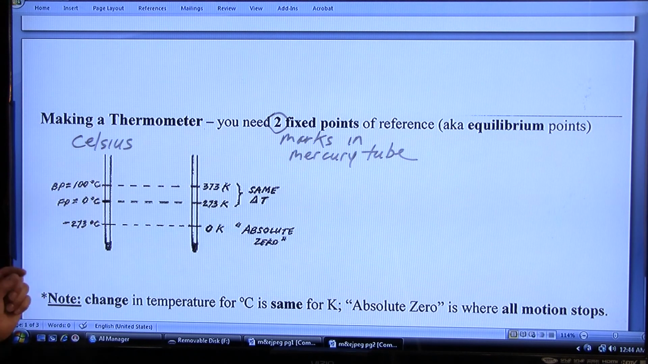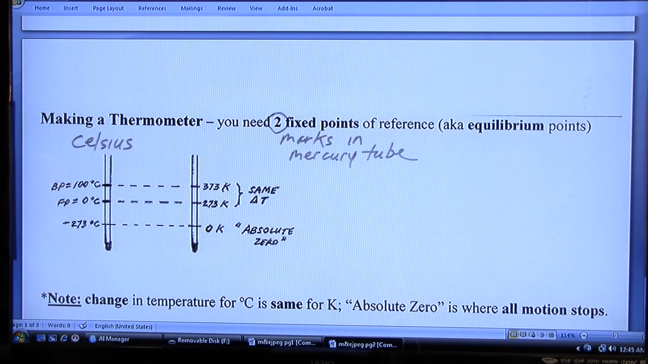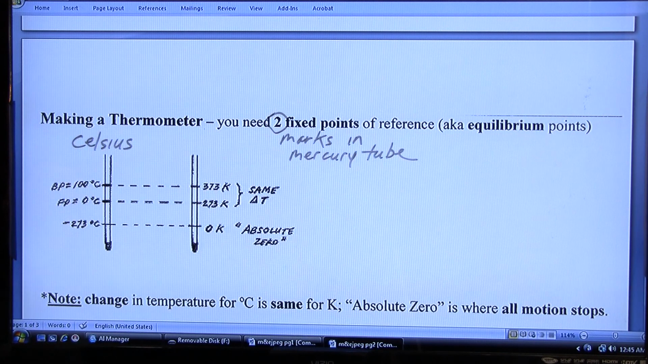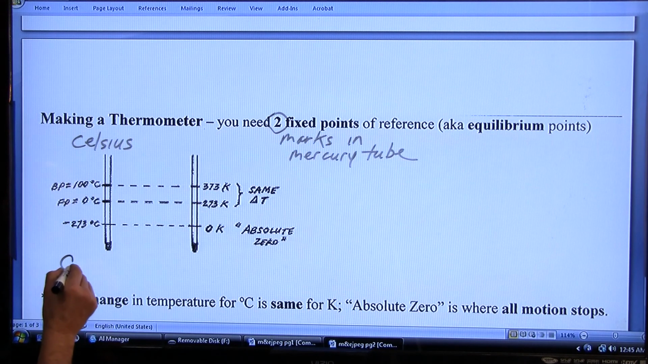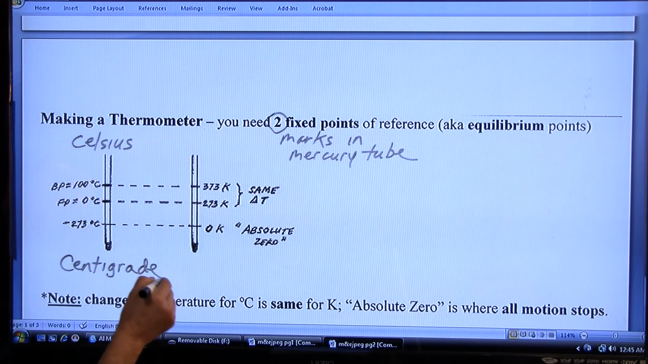And then he placed the mercury tube inside boiling water. And the mercury rose. And he couldn't make the water any hotter. So he called that mark the boiling point of water. And since he wanted to divide his scale into 100 divisions, he called that 100 degrees Celsius. So the two fixed points of reference in the Celsius scale are 0 and 100. And since there's 100 divisions in between, this is also known as the centigrade scale.